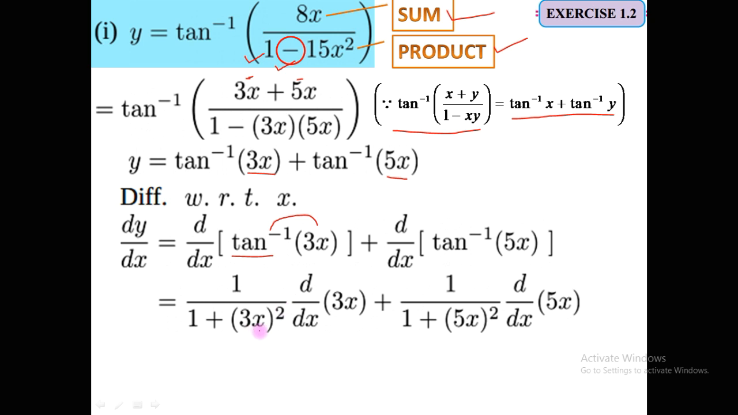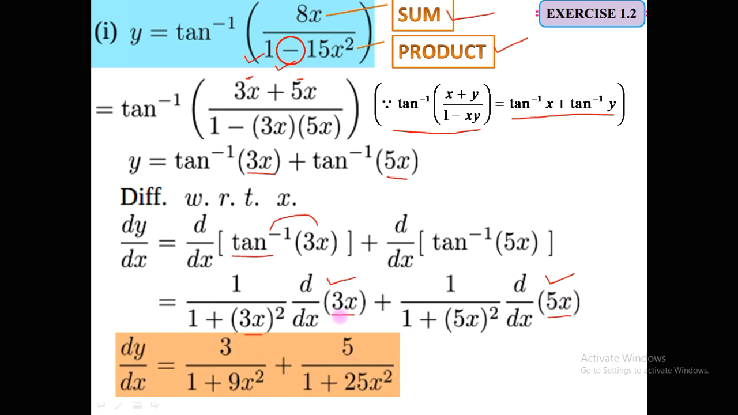After that I have to multiply this expression by the derivative of the inner term, plus, now here also the same thing, tan inverse of 5x. So I will write it as 1 upon 1 plus (5x) whole bracket square and the derivative of 5x further. Now only two things are left: finding the derivative of 3x and of 5x. So the derivative of 3x is 3 and the derivative of 5x is 5. We don't need to simplify it further unnecessarily. So leave this answer at this part.